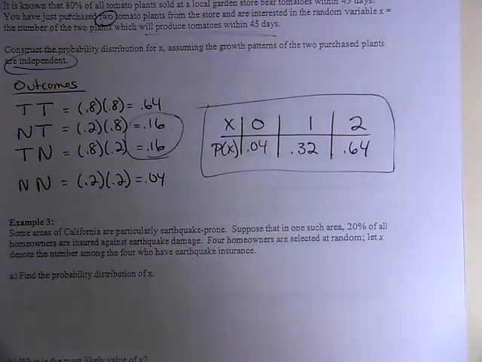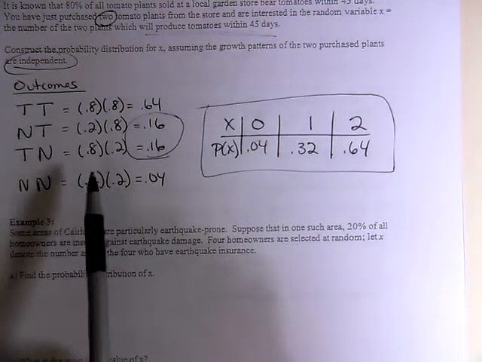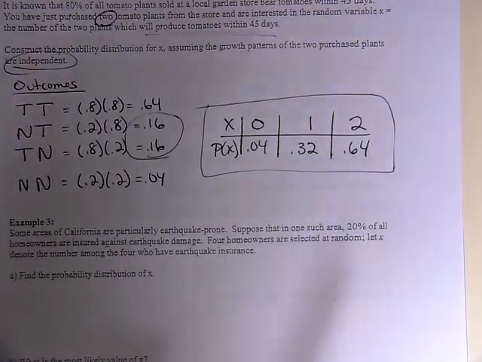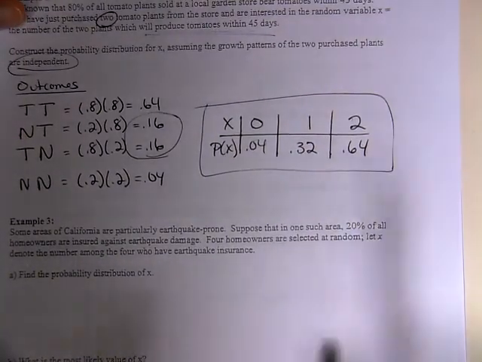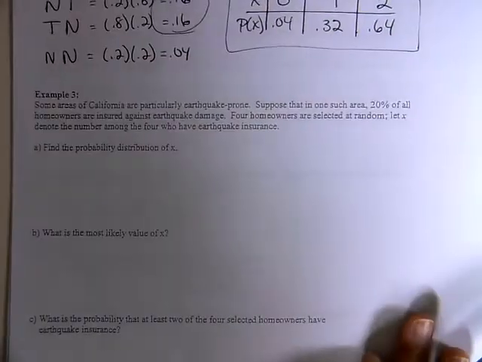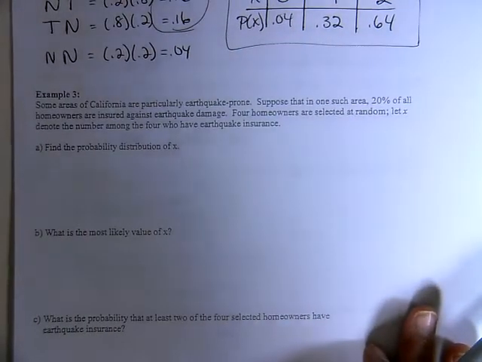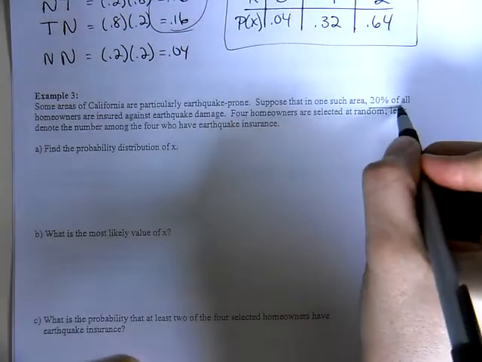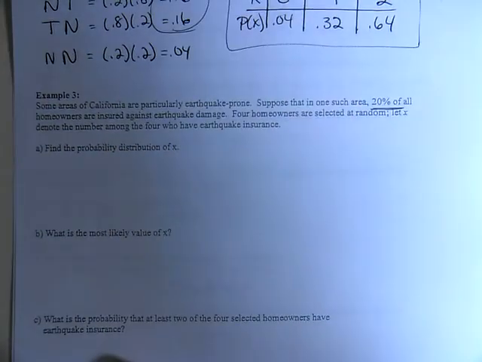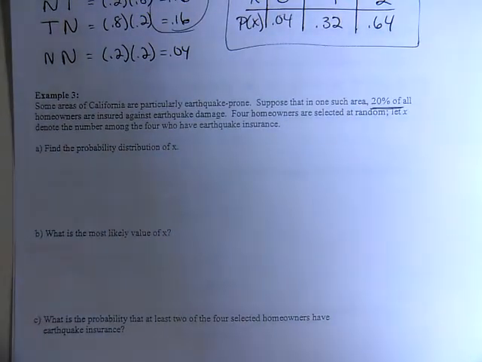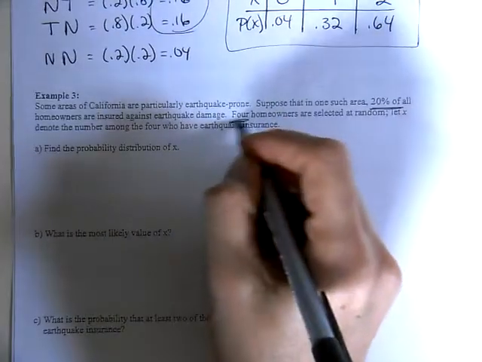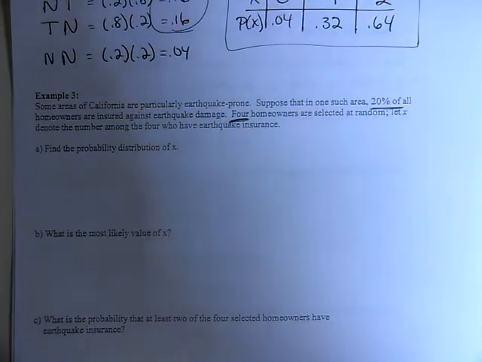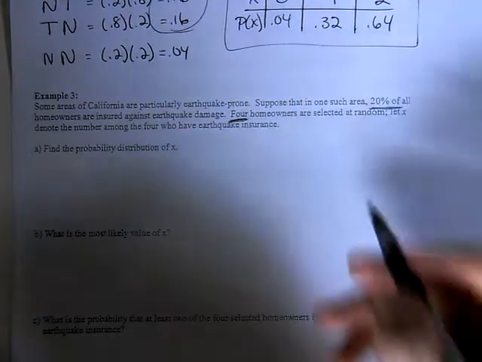Okay, let's try a little bit more complicated one. So we tried something with 2 things. We tried something with 3 on the front page. Now we're going to try something where there's 4. So in some areas in California are particularly earthquake prone. Suppose that in each such area, 20% of all the homeowners are insured against earthquake damage. 4 homeowners are selected at random. Let X denote the number among the 4 who have earthquake insurance.